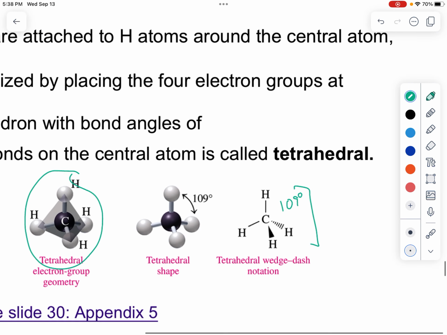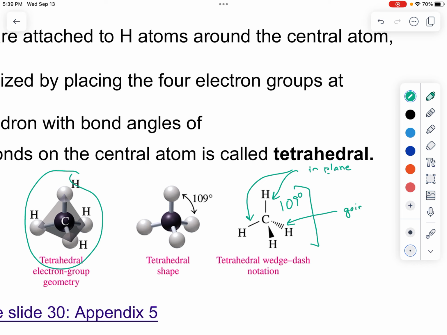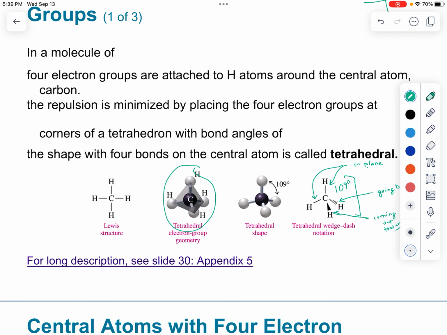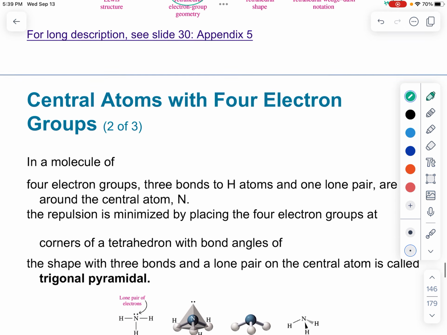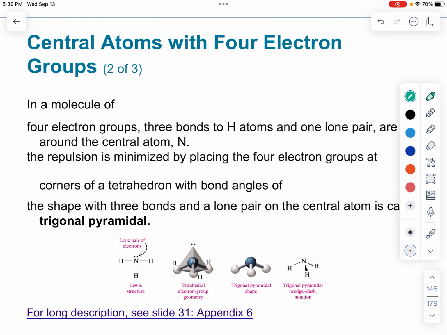The way this is drawn, the lines represent bonds that are in the plane of the paper. The dotted wedge means it's going back behind the paper. And the solid wedge means it's coming out towards us. Hopefully you guys have molecule kits and you can play around with that, maybe from the lab.